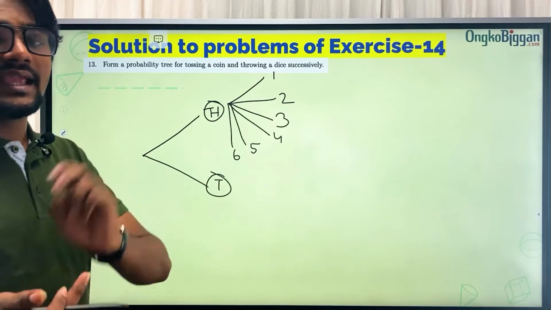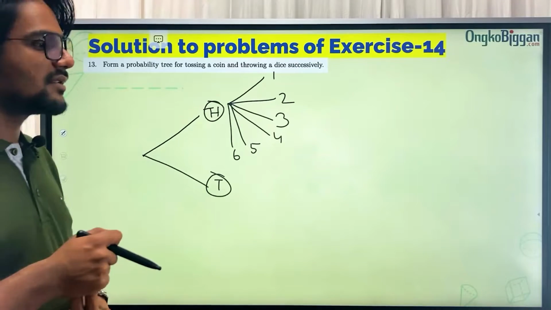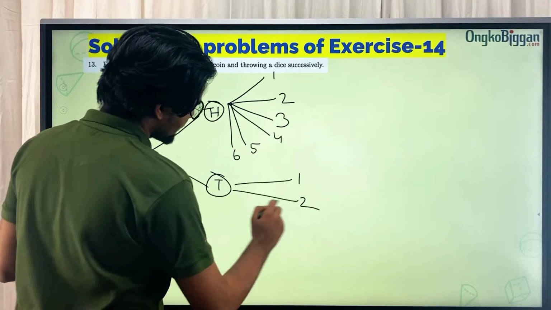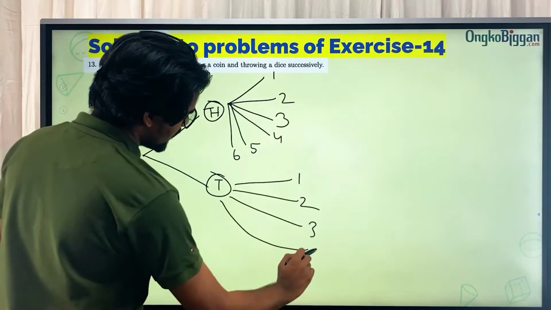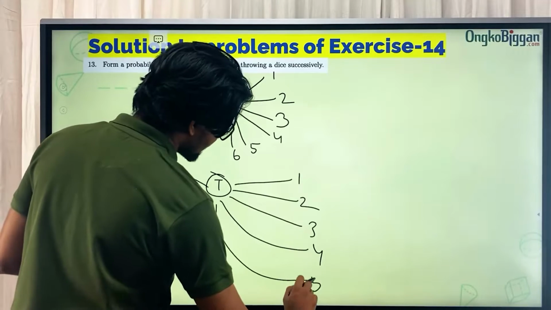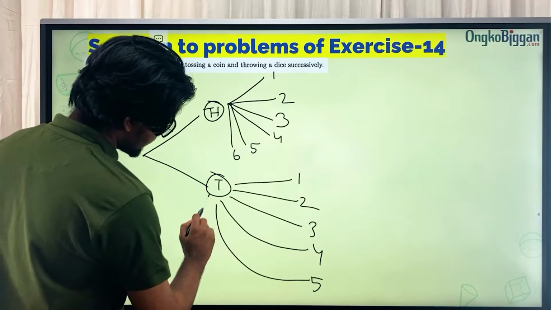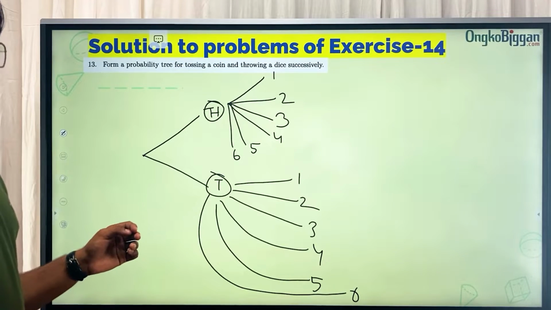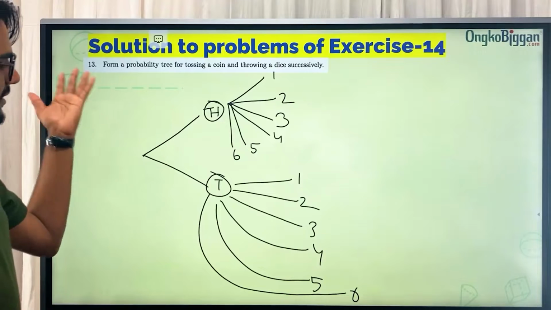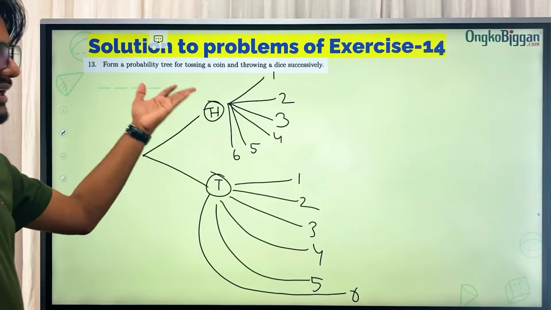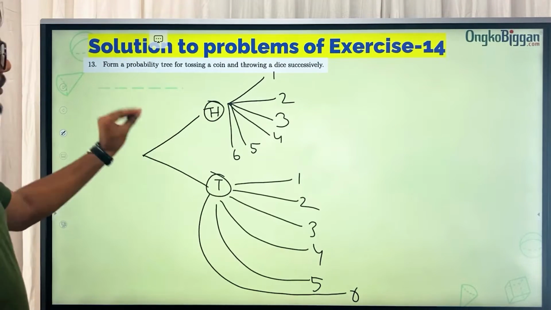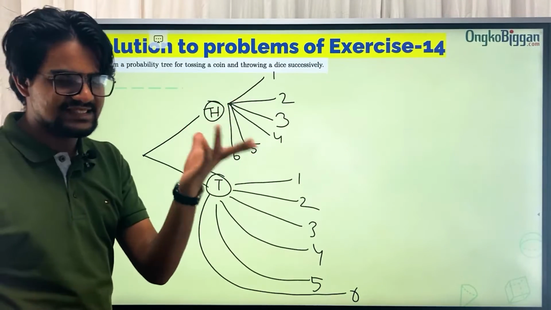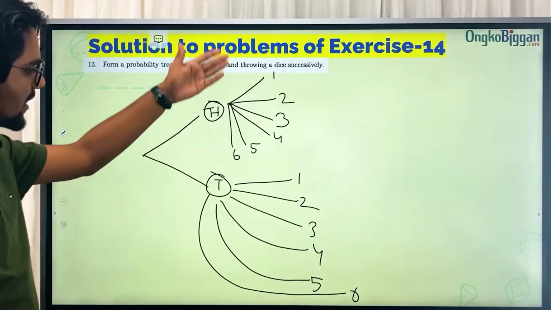Similarly, we can get a tail in the coin toss, and then when we throw the die, we can get 1, 2, 3, 4, 5, and 6. So you can see the probability tree can be drawn quite easily. First we toss the coin, we get a head or tail. Then we throw the die, and we get 6 possible outcomes.